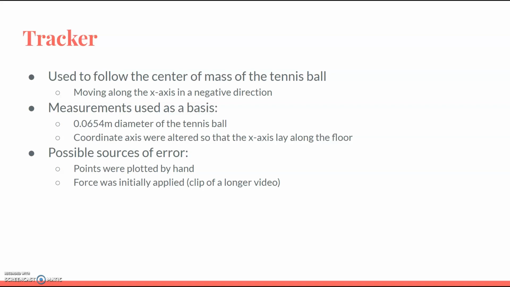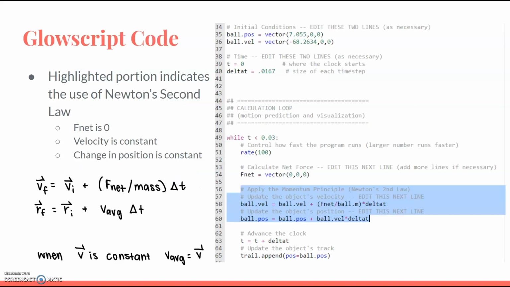Now, there were possible sources of error when using this program, as all points were plotted by hand, and there was a force I initially applied to the tennis ball to put it in motion at the very beginning of the video. However, I simply used a clip of the middle of the video in order to obtain a constant velocity. I then took the data points of the initial position and the initial time in order to input a velocity into my GlowScript code.